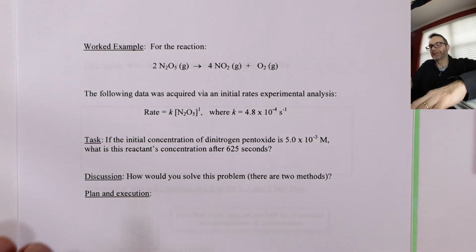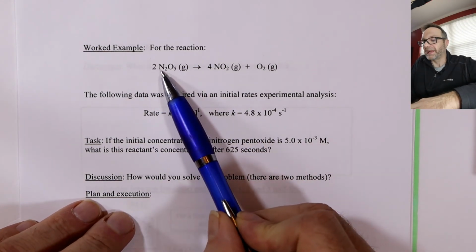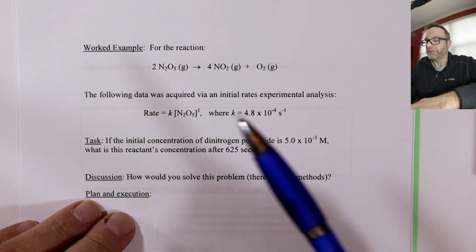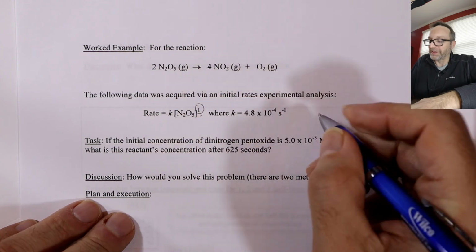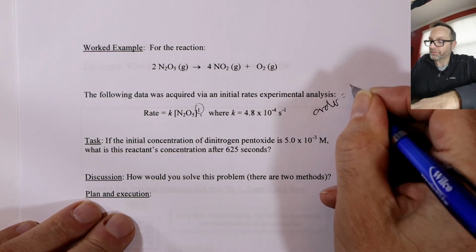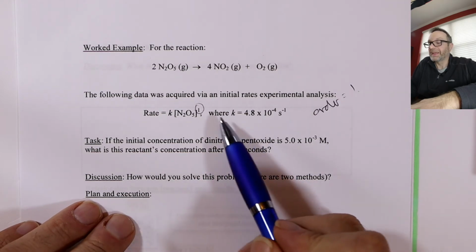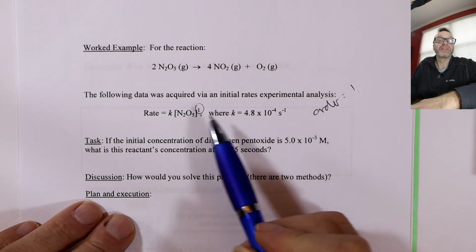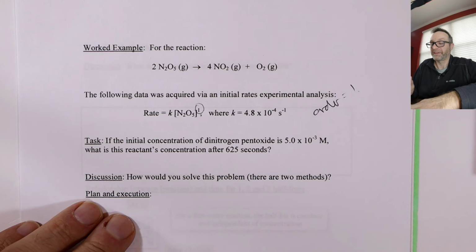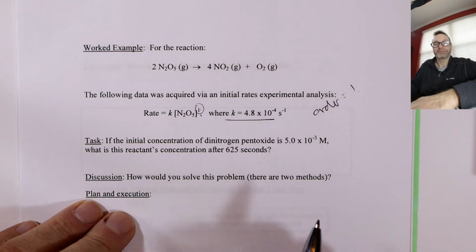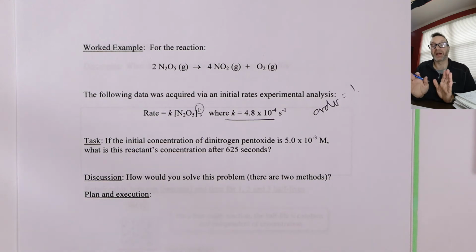Let's see what they've given us. This reaction, N2O5, turns into these products. They've already told us what the order is. So it's not an initial rates question, because we've already got the quantitative version of the rate law equation. We already have K, and we already have the order. So it's not initial rates, it can't be. So what can it be? It's got to be integrated rate law.